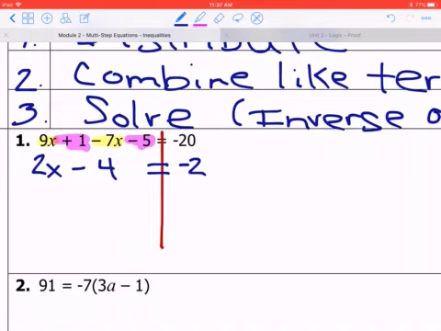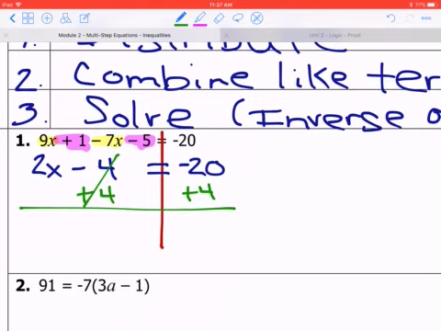Over here, the negative 20 is going to stay the same. I didn't do anything to that. And now look what I have, a two-step equation. So now I'm going to solve. So minus 4, I'm going to add 4 to both sides, because whatever we do to one side, we have to do to the other side. Opposites cancel. Now I'm left with 2x is equal to negative 20 plus 4, which gives me negative 16.